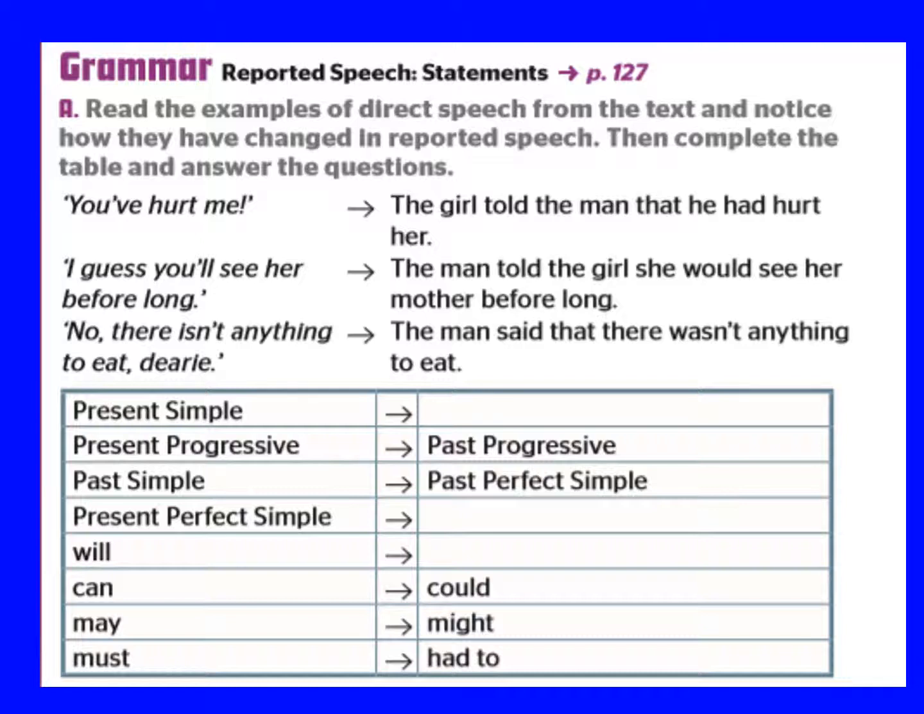Just wanted to continue. As you remember, the present simple becomes what? It becomes the past simple. Keep this in mind, please. Have a look: the man said that he had. Keep this in mind, please. Will becomes would. And there isn't becomes there wasn't. Keep this in mind and try to continue, please. The rule is so important. Thank you for your attention. Wish you good work. Thank you so much.